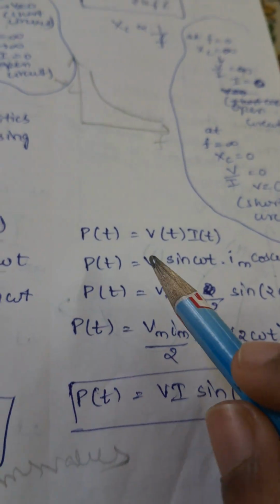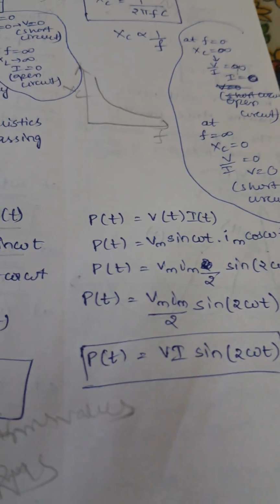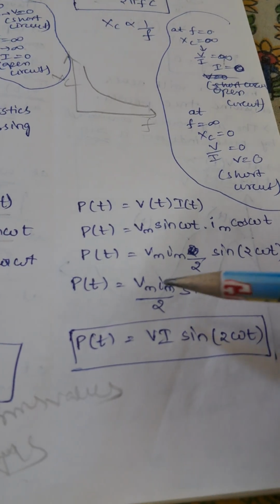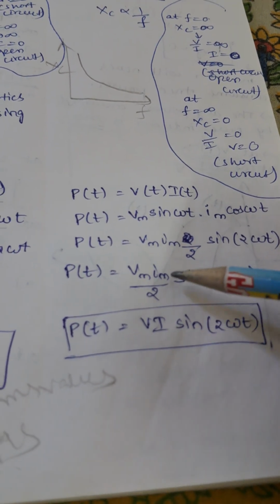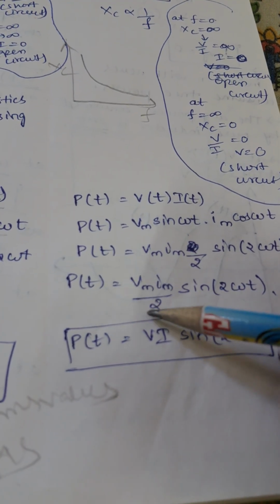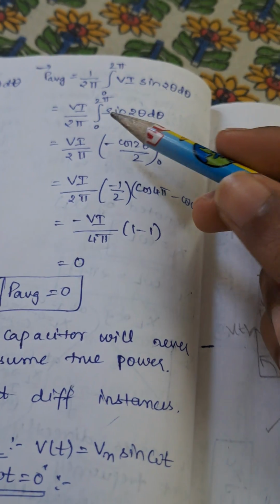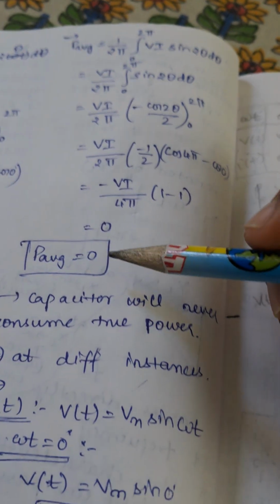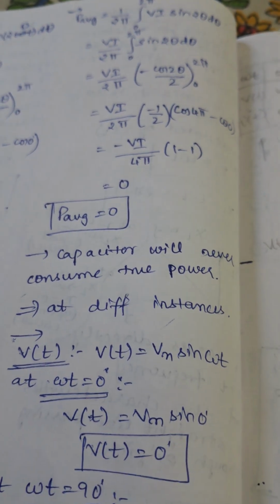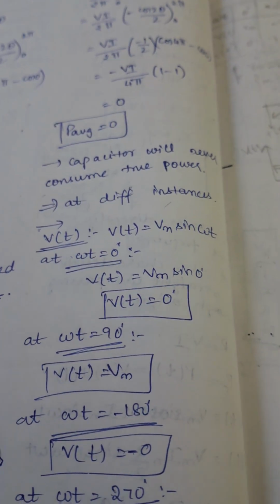Now we need to find power. Same as for the inductor. V of t into I of t, Vm sin omega t, Im cos omega t, gives Vm Im by 2 sin of 2 omega t. Vm by root 2 is Vrms, Im by root 2 is Irms, times sin of 2 omega t. When you integrate it from 0 to 2 pi, you will get 0. So the average power is 0 for a capacitor. So a capacitor never consumes true power, it consumes only imaginary power.